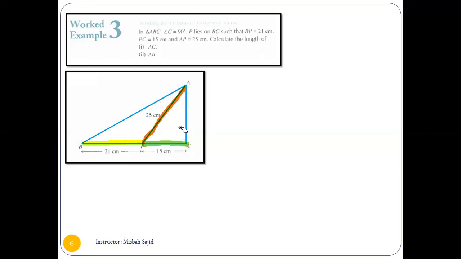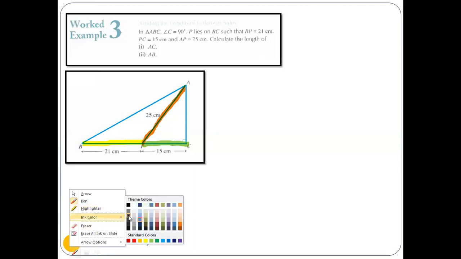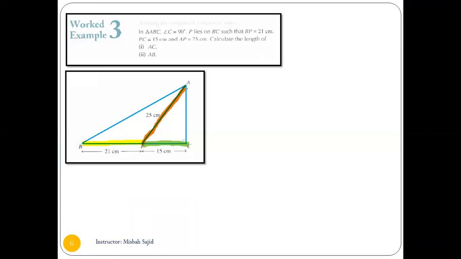Let me erase it. So this is clear to you all. We have to find the length AC and length AB. This side is AC and this whole side is AB. All right, so first we find AC. For finding AC, we will use this triangle. If you see this triangle, we will use this triangle.